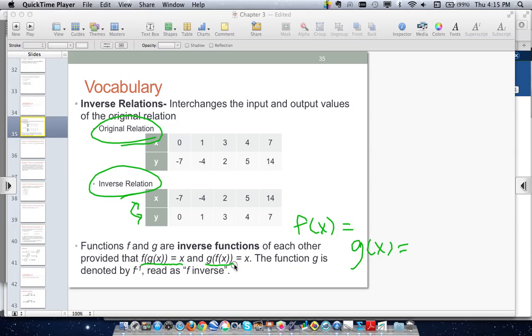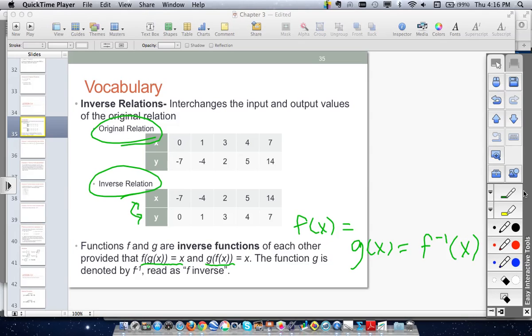We don't really refer to g of x as an inverse function in the g of x form. If it turns out to be an inverse function of f of x, we call it f inverse of x. Alright, so let's take a look at how we go through this process.